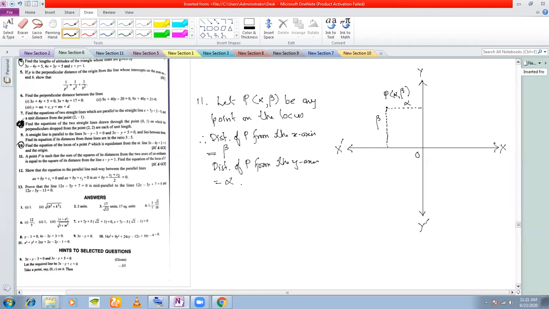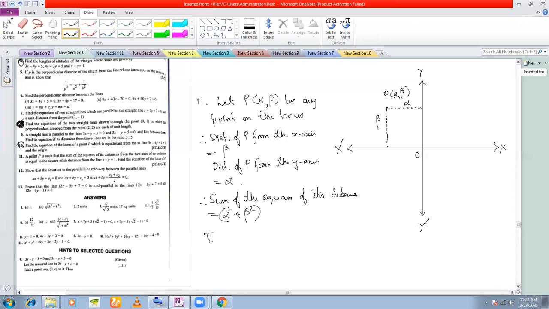Next, what is given? The sum of the squares of the distances of this point from the x and the y axis. What is the sum of the squares of the distances? It is alpha square plus beta square. Now this is equal to the square of its distance from the line x minus y is equal to 1.